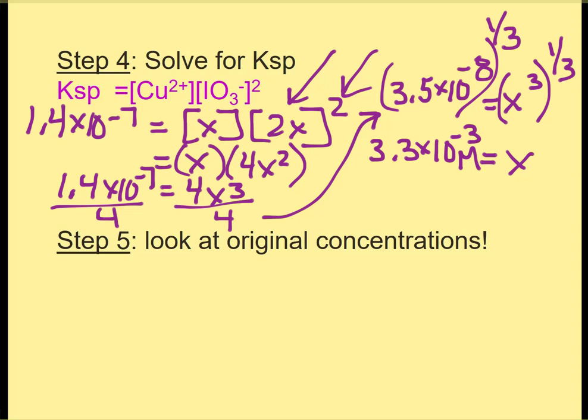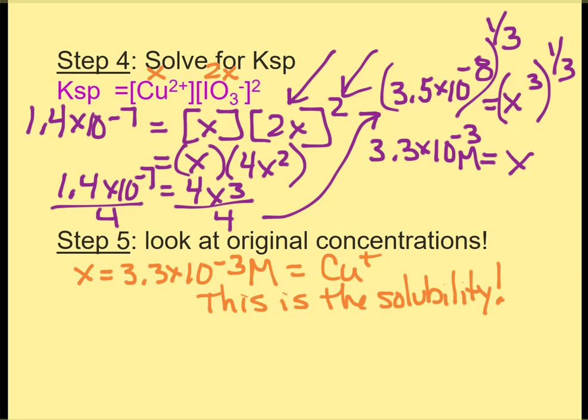So what does that x mean? So recall that the copper was the x and the iodide was the 2x. So I know that that is my copper, just the plain x. This is the ion that we only have one of, and so this is the solubility by definition. So if it ever asks you to solve for the solubility, then you just solve for x. Solve for the one that there's only one of.